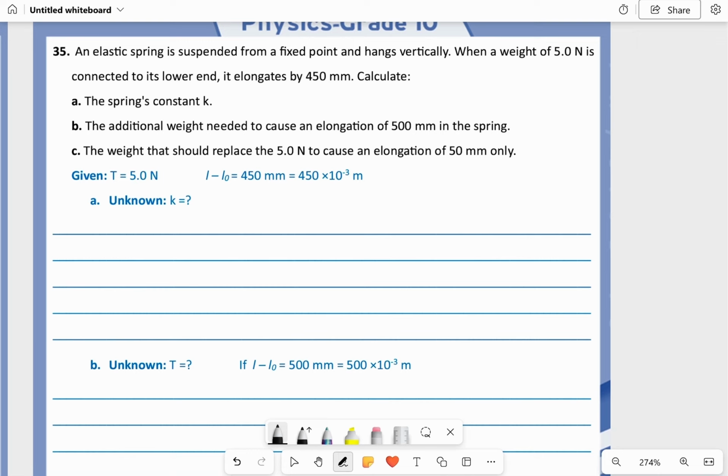Guys, to find the spring constant, you will use this equation. Tension is equal to spring constant multiplied by elongation. Now, do I have tension? Yes, I have tension, which is equal to 5 Newton. Do I have elongation? Elongation is equal to 450 millimeter. Make sure to change it to meter, multiplied by 10 to the power of minus 3 meter.